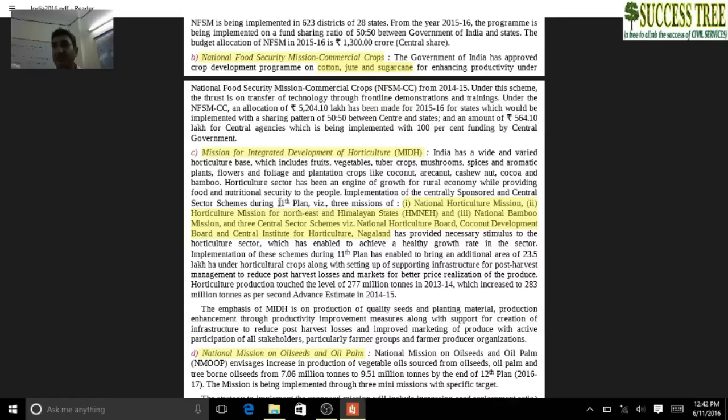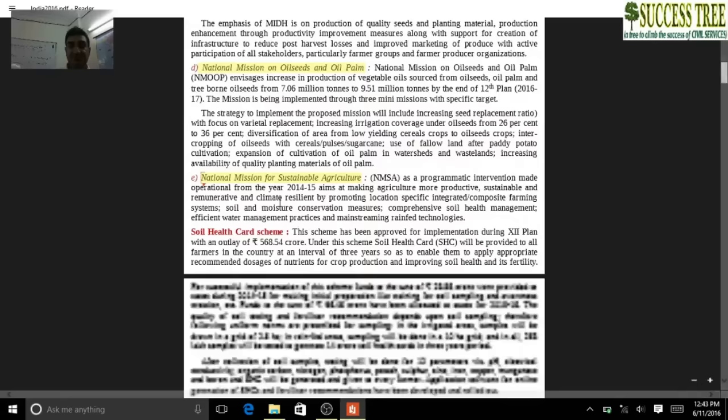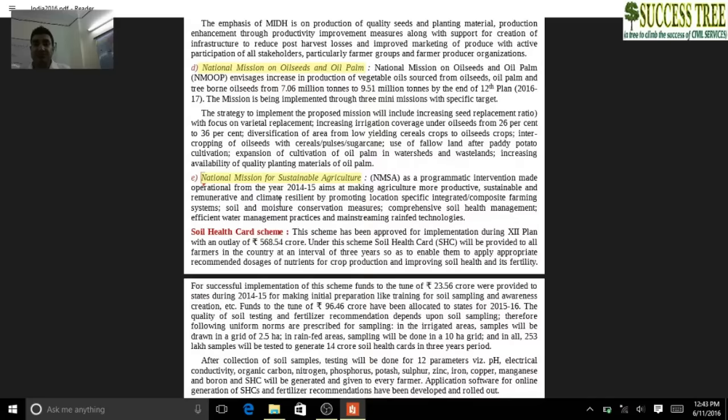Alright, go through that, try to remember, just go through it once right now and let me know. What are these? National Horticulture Mission. Correct. National Bamboo Mission, and then the three central sector schemes: the National Horticulture Board, the Coconut Development Board, and the Central Institute of Horticulture, Nagaland. Next one, the National Mission on Oil Seeds and Oil Palms. Then we have the National Mission for Sustainable Agriculture.